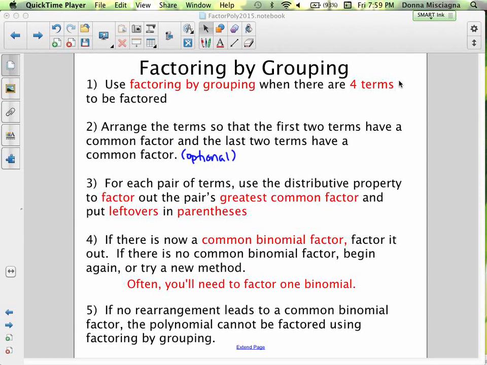If no rearrangement leads to a common binomial factor, then the polynomial cannot be factored using factoring by grouping.